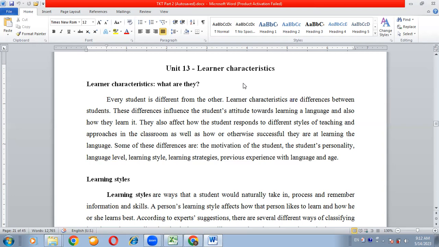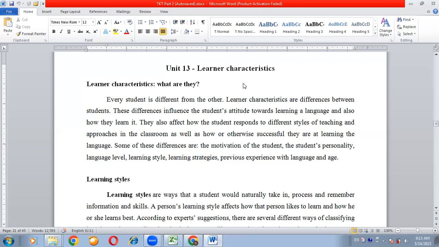Learner characteristics. What are they? That's what we are going to learn. Unit 13, learner characteristics. Every student is different from the other. Learner characteristics are differences between students. We know every student is not the same. These differences influence the students' attitude towards learning a language and also how they learn it. They also affect how the student responds to different styles of teaching and approaches in the classroom, as well as how successful they are at learning the language.